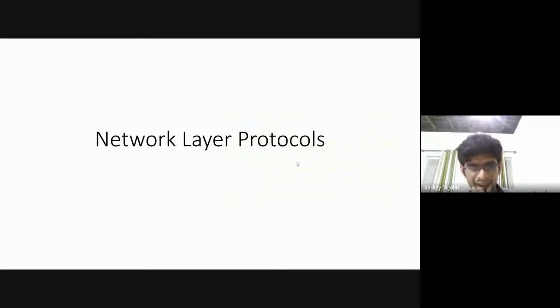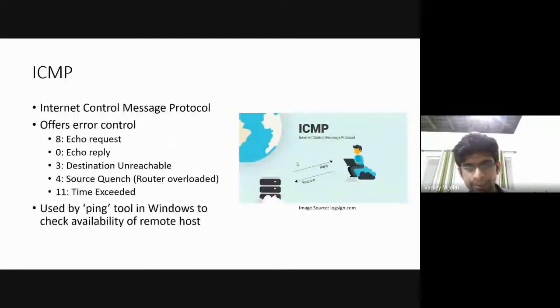Then there are network layer protocols. The network layer protocol is ICMP. It's mainly to find if there are any errors in the network on the devices. The ping uses ICMP. It sends an echo request to check if the host is there or not. Then the echo reply means the host is there. Then there are some errors: destination unreachable, router overloaded, time exceeded, like that. Those kinds of errors in the network you can find out using the ICMP protocol.